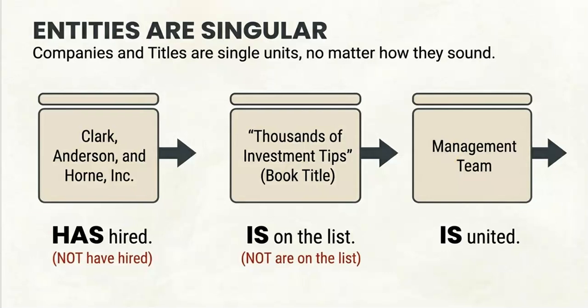Sometimes a word might sound like a big group of people, but it actually just acts as one single unit. And so, for example, a company name, a book title, or a team is just one entity. And so because of this, a company like Clark, Anderson, and Horn takes a singular verb like has and not have. Okay, and so even if you have a book titled Thousands of Investment Tips, it's only one book, so we say it is on the list, not are on the list.